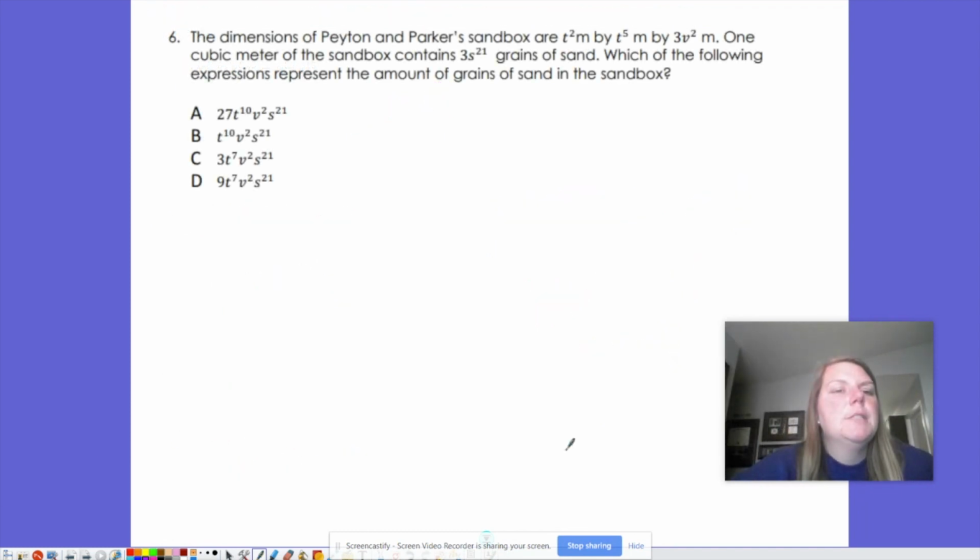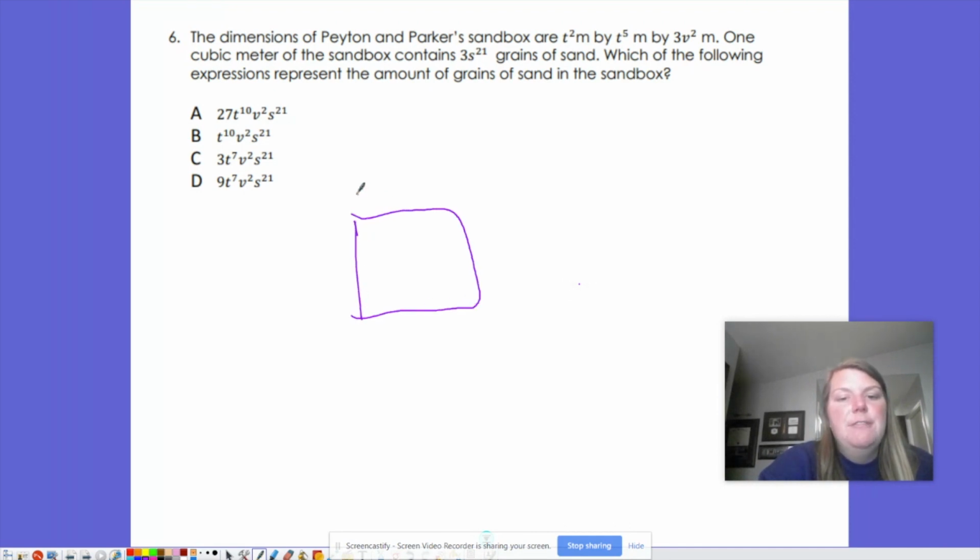All right, and then the next problem I wanted to look at is number 6, and it says the dimensions of Peyton and Parker's sandbox are t squared meters by t to the 5th meters by 3v squared meters. And 1 cubic meter contains 3s to the 21st power grains of sand. So the first thing I want to do is find the volume in meters of this sandbox.